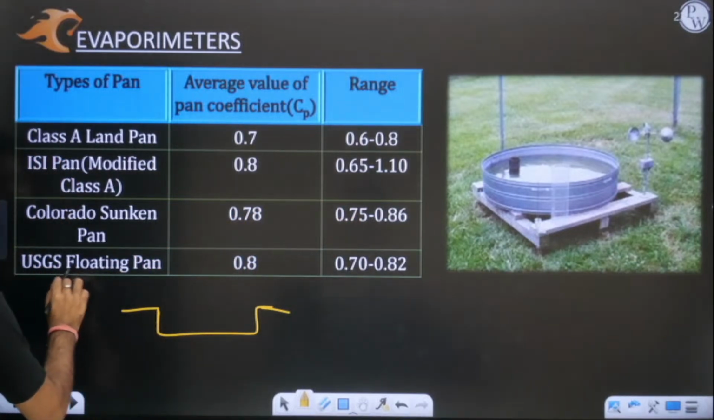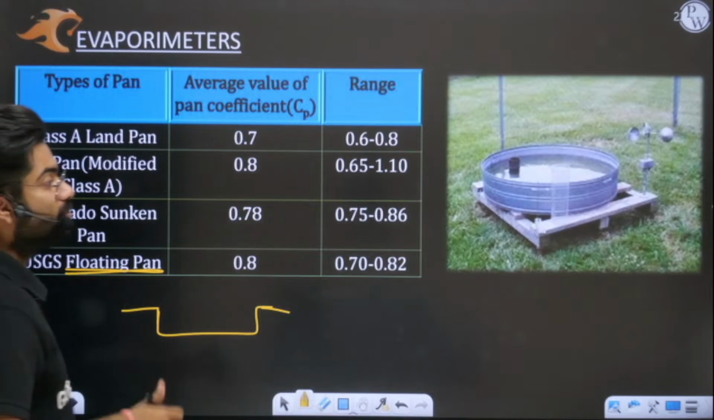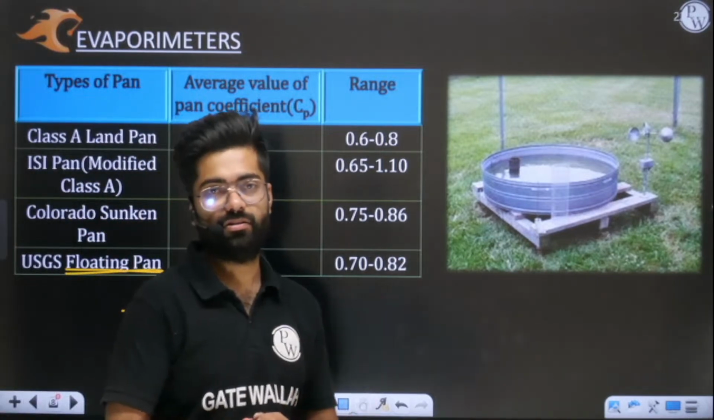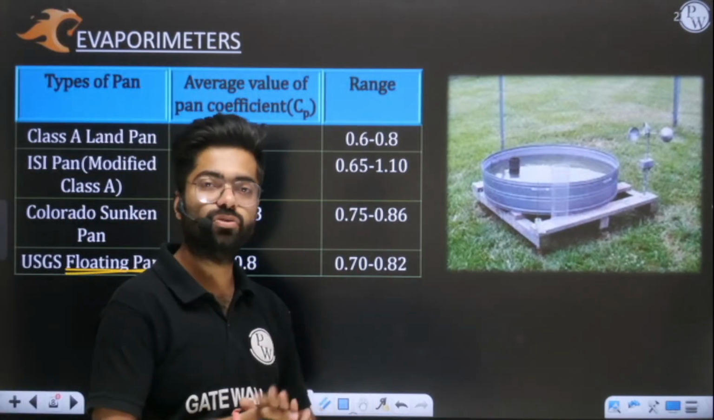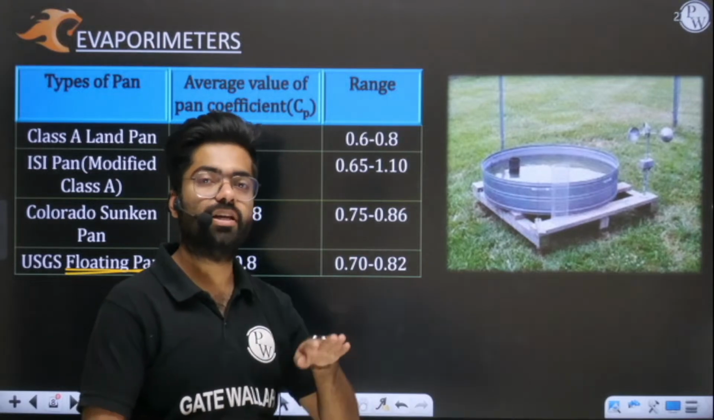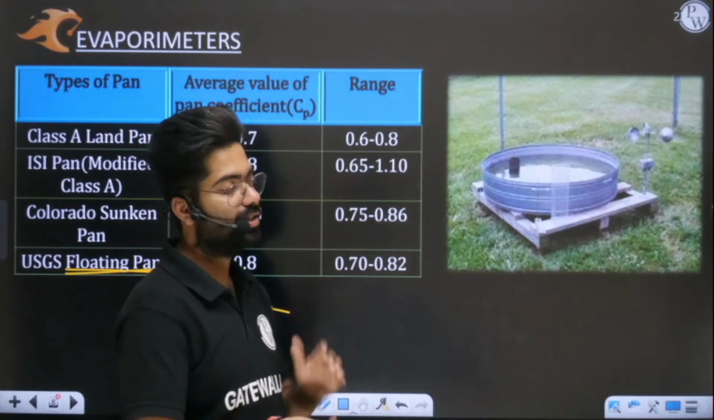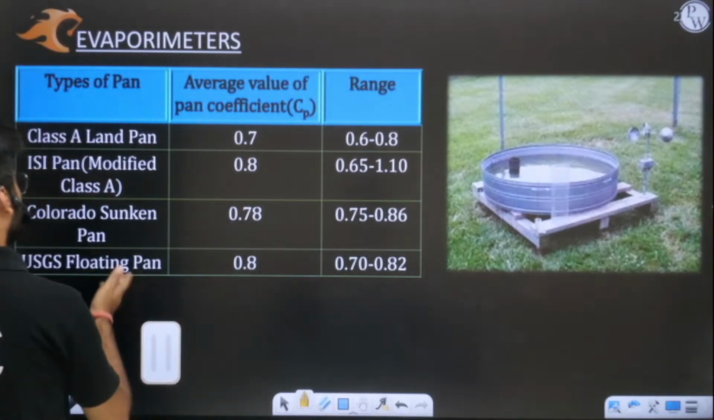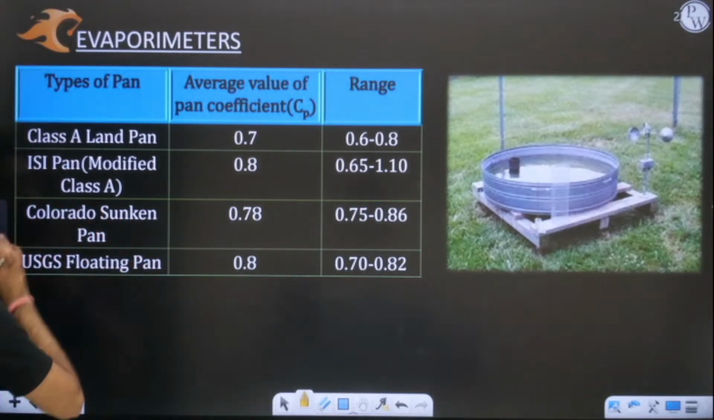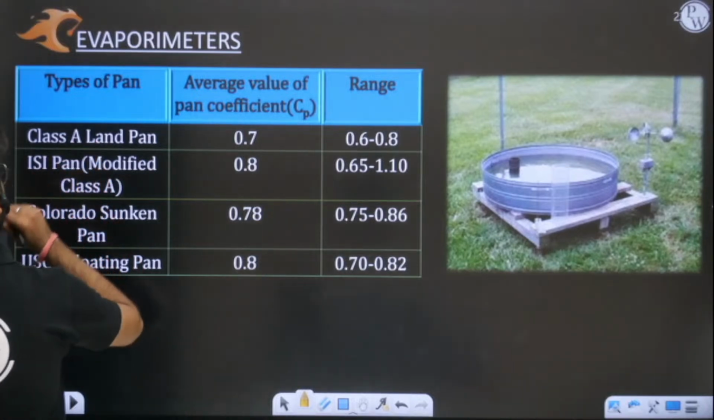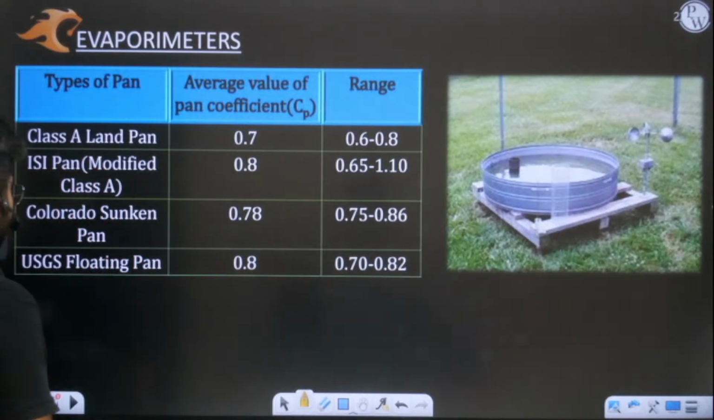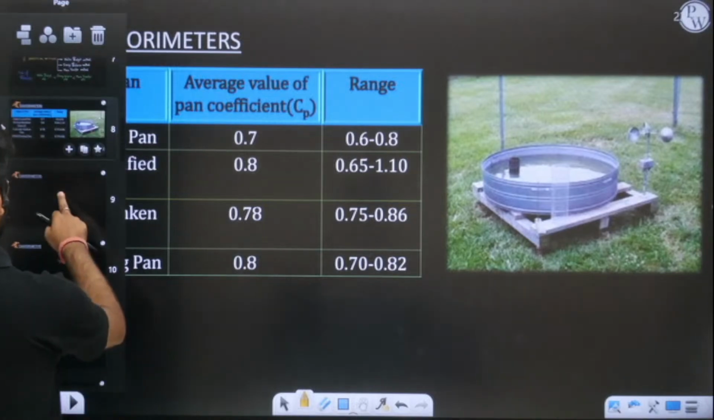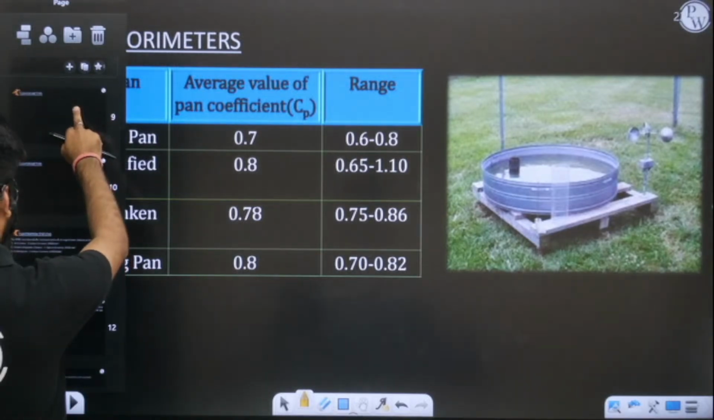And USGS floating pan is made to float on a water body. Let us say we have a huge lake, and on that huge lake we have a floating pan. So that is your USGS floating pan. We are not going to discuss floating pan and sunken pan, these are not so important, but class A land pan is important for us, so we'll discuss only that. I hope this is clear to you.